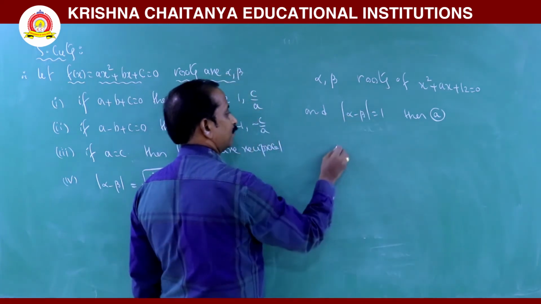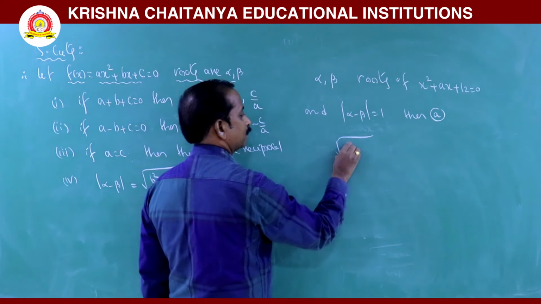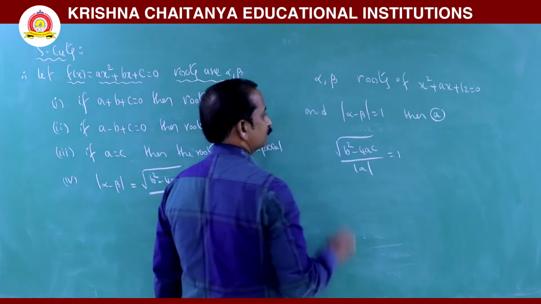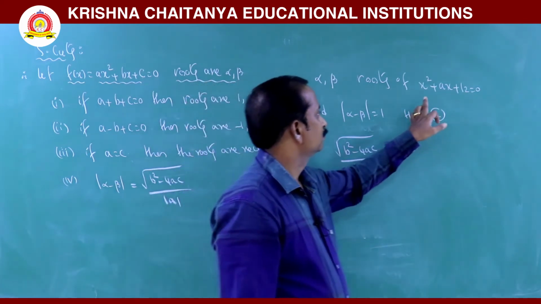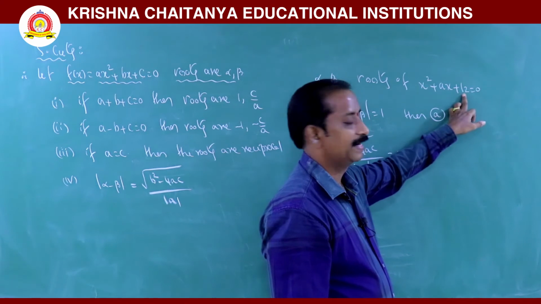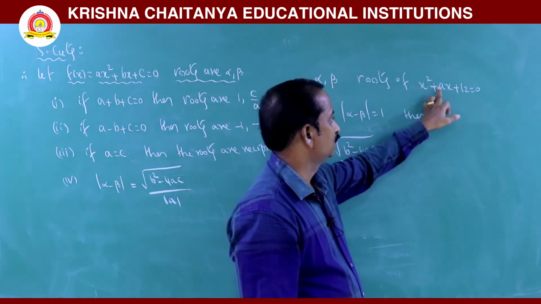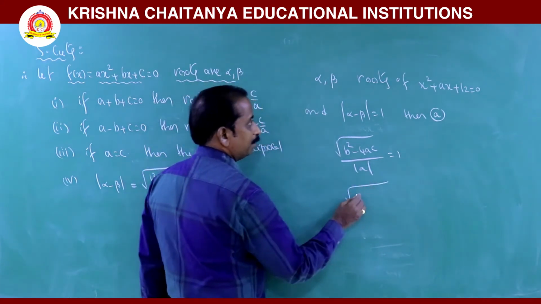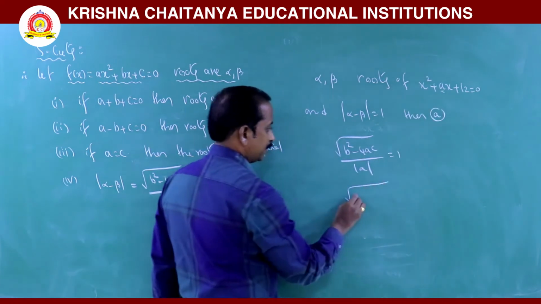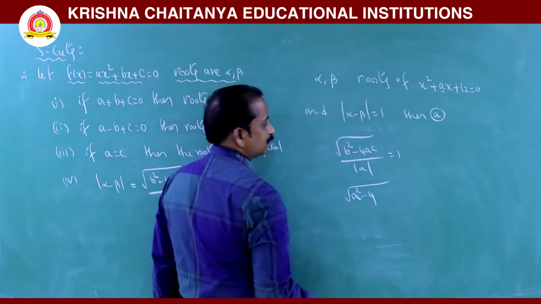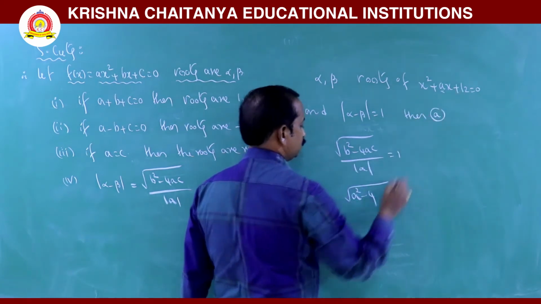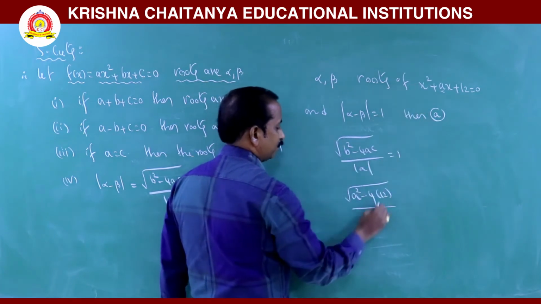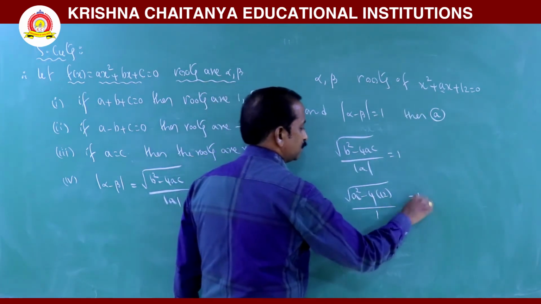What is modulus of alpha minus beta? Root over b square minus 4ac divided by mod a, value should be 1. When we compare the given equation with the standard form, a is equal to 1, b is equal to a, c is equal to 12. So therefore root over b square, means a square, minus 4ac, with a = 1 and c = 12, 1 into 12, divided by mod a, value 1, means mod 1 is equal to 1.